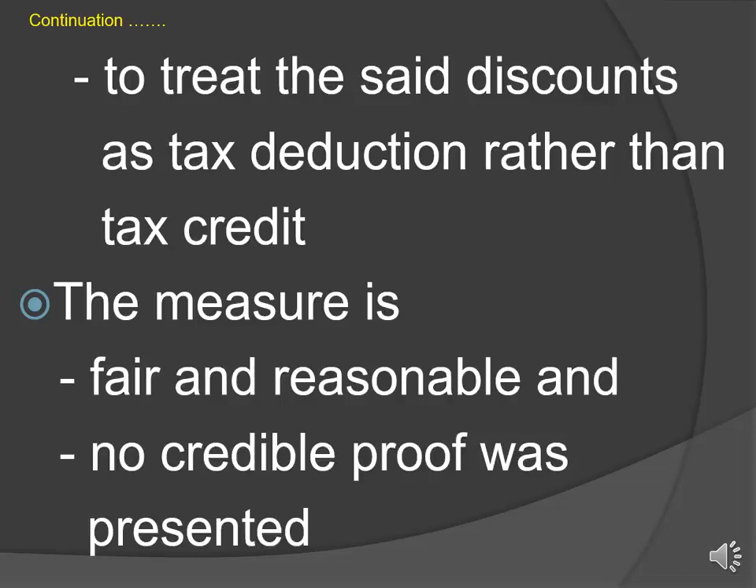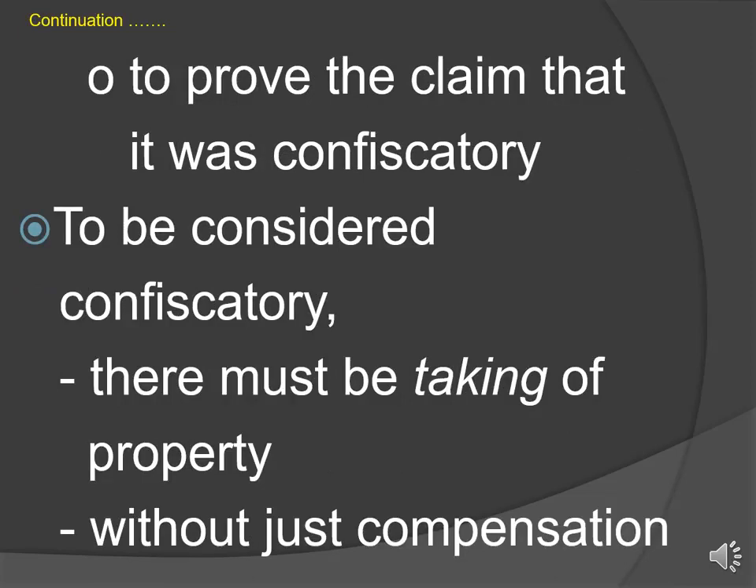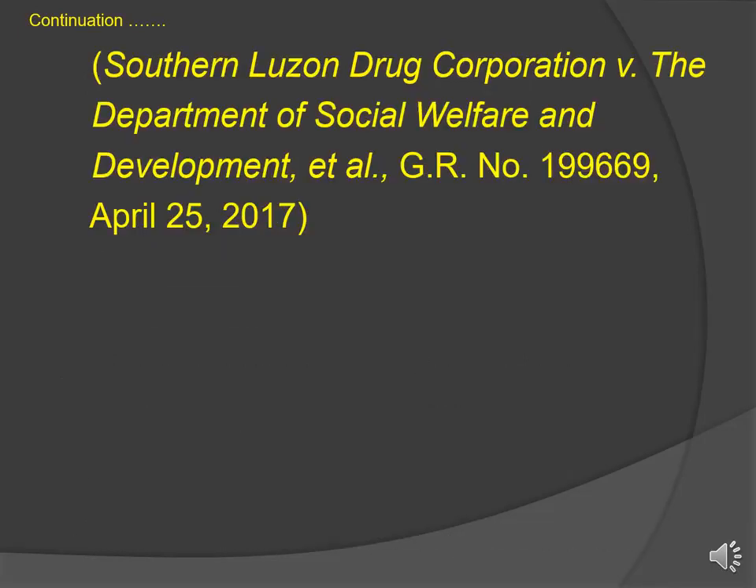Why? The measure is fair and reasonable, and no credible proof was presented to prove the claim that it was confiscatory. To be considered confiscatory, there must be taking of property without just compensation. But remember, it becomes illegal only if the taking without just compensation is under eminent domain. But we said it's not under eminent domain.